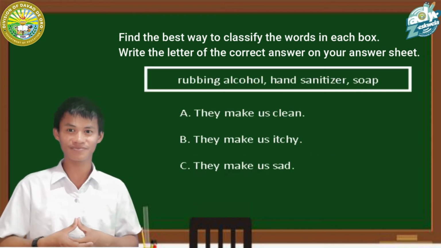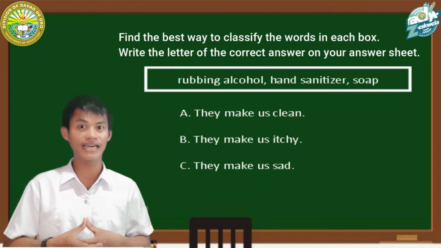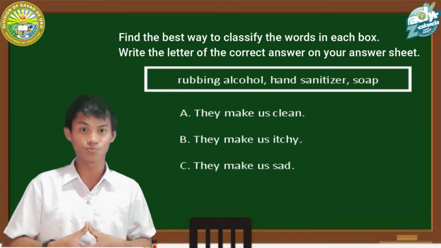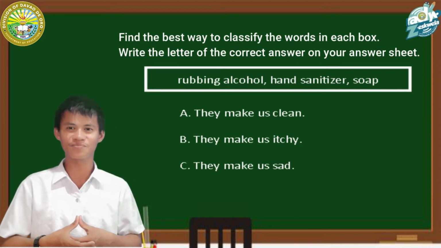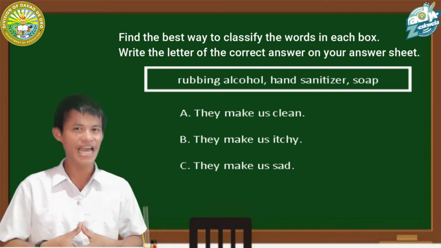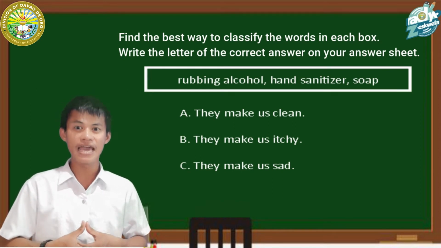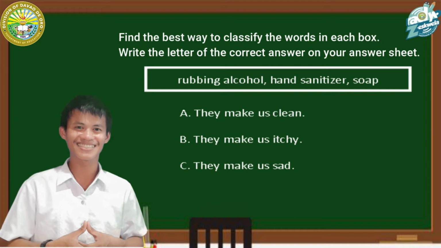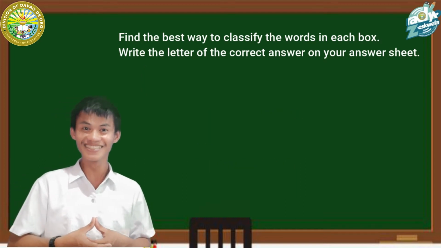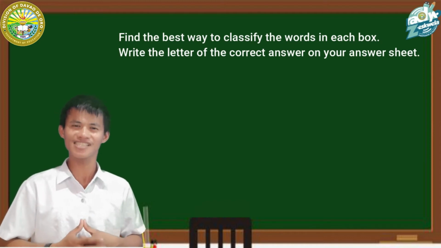Number 2. Rubbing alcohol, hand sanitizer, soap. Letter A, they make us clean. Letter B, they make us itchy. Letter C, they make us sad. Done? Okay, let's check your answers.